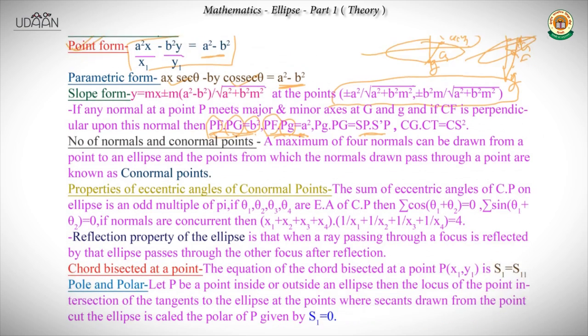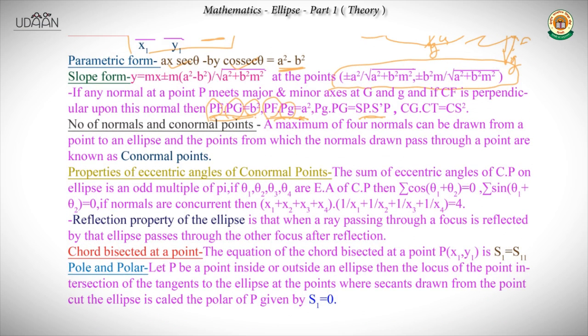Next, we'll study the possible number of normals and conormal points. If we square the equation of a normal and substitute it in the ellipse, because the points exist on the ellipse as well as on the normal, we'll get a fourth degree equation. So we can say that a maximum of 4 normals can be drawn from a point to an ellipse, and the points from which the normals drawn pass through are known as the conormal points.